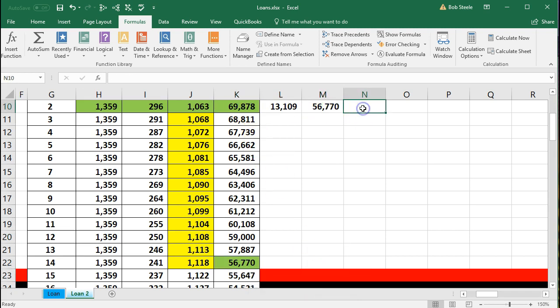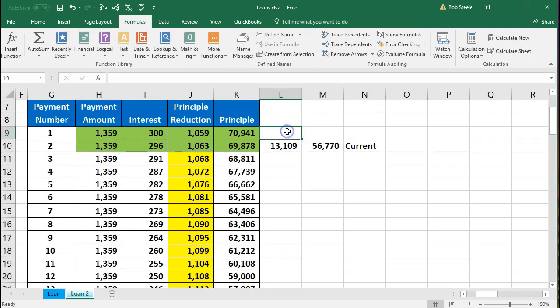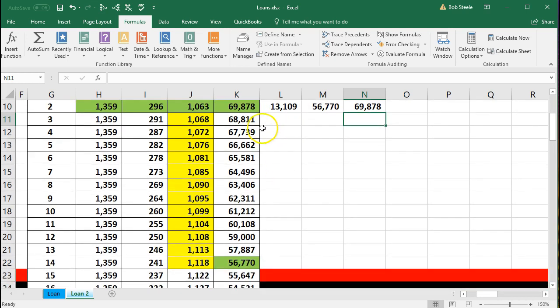This here is current, and this then, well, actually, let's do this up here. This is current, and this is long term, and then this is the total, which is the sum of this plus this. So there's basically our breakout.